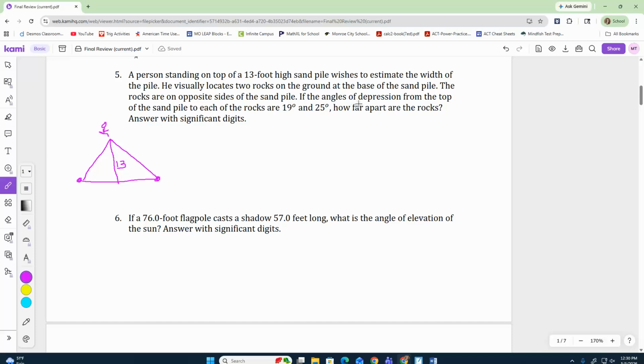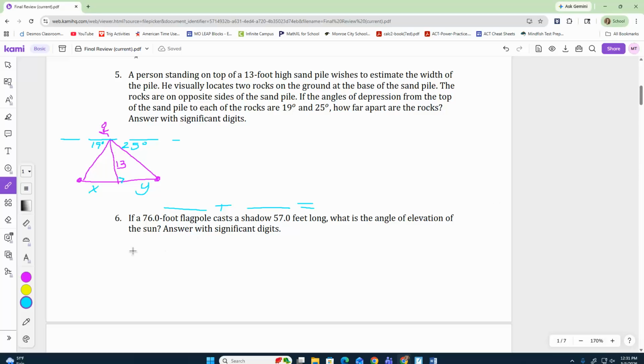The angle of depression from the top of the sand pile to each of the rocks are 19 and 25 degrees. So an angle of depression has to start from a horizontal line going down. So one angle is 19 degrees, one is 25 degrees. How far apart are the rocks? So we could assume this is a right angle. Then essentially we have 2 separate right triangles. And we have to find each of those so that we can then at the end add them together to get the total distance.